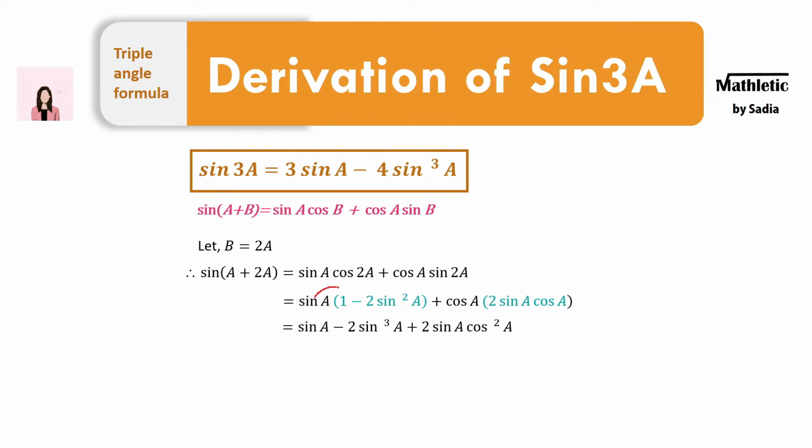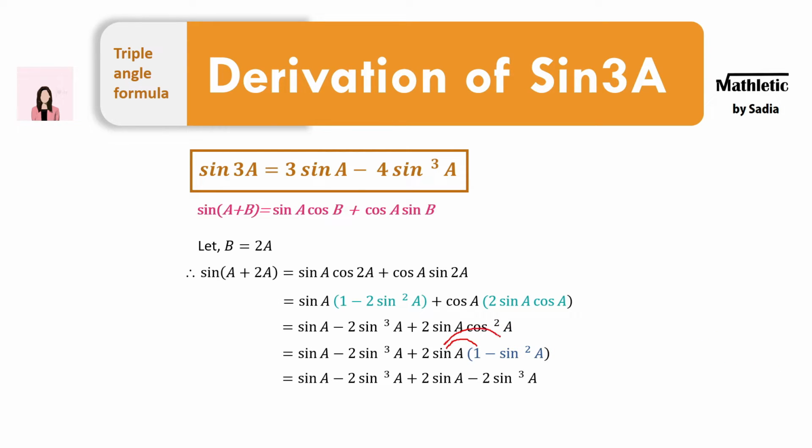If we multiply this, we get sine A, and then 2 into sine square will give us sine cube A. And in this portion, we have 2 sine A, and cos into cos will give us cos square A. But since the answer has to be in terms of sine only, we need to replace this cos square A. So from this formula, we can get cos square A, which is 1 minus sine square A. So instead of cos square A, I will write 1 minus sine square A in the next line.